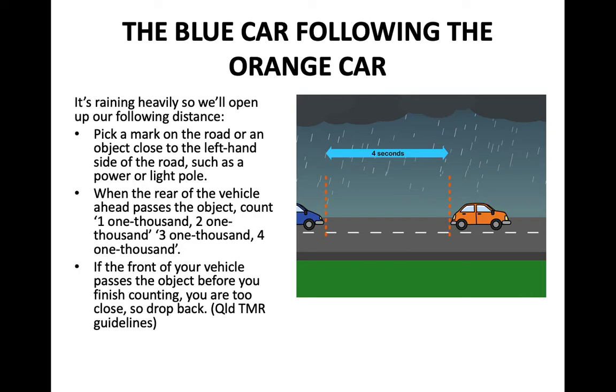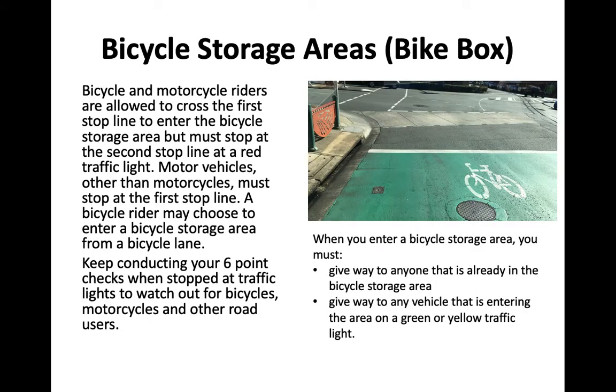It's raining heavily, so we'll open up our following distance. Pick a mark on the road or an object close to the left-hand side of the road, such as a power or light pole. When the rear of the vehicle ahead passes the object, count 1 1000, 2 1000, 3 1000, 4 1000. If the front of your vehicle passes the object before you finish counting, you are too close, so drop back. We're working off the 4-second distance there because that's the Queensland Transport guidelines. Other states, please apply your distance rules.